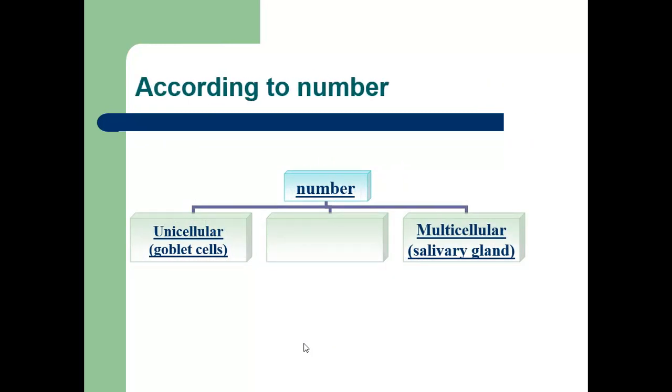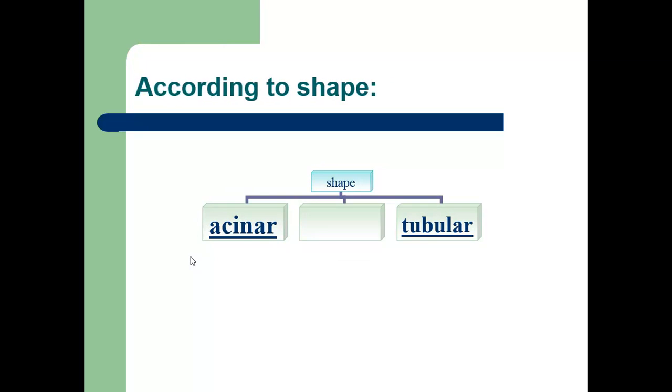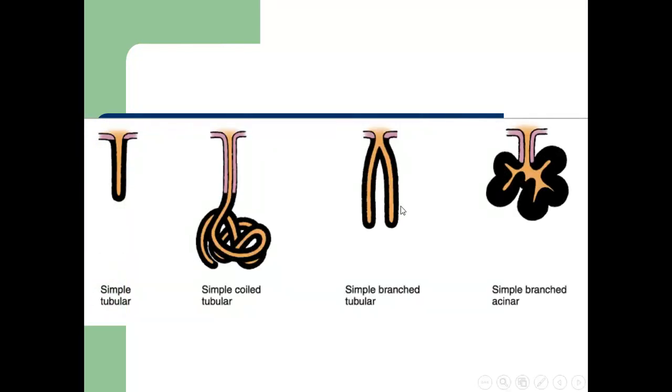According to number, we said the glands can be unicellular or multicellular. The only example for unicellular is goblet cells. Multicellular glands, you can say all other exocrine glands. According to shape, they can be acinar or tubular. If you look here, this gland is rounded. The secretory part, just look at the secretory part, not the duct. It is rounded, so we call it acinar. Sometimes you can find it as alveolar. So we can say this is acinar or alveolar.